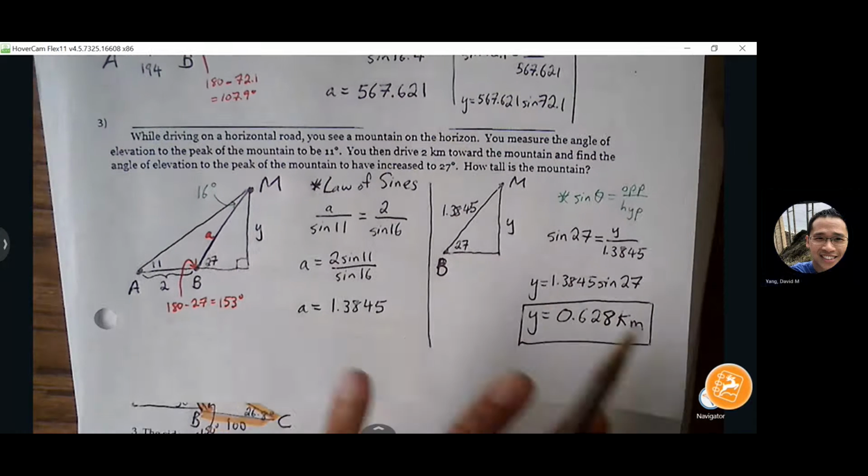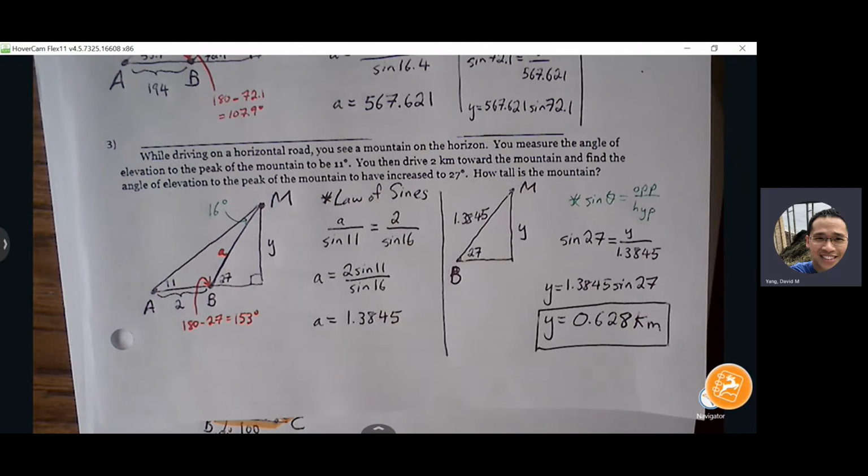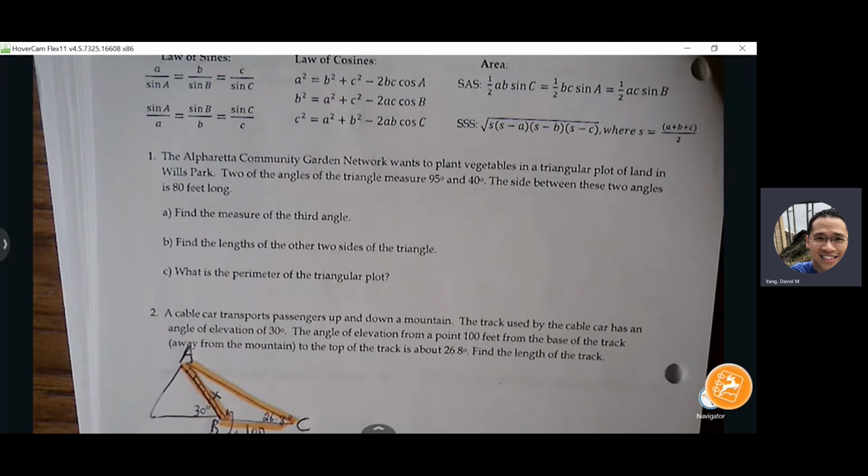Okay. Any questions with 3? Any other questions with 3? All right. Anybody still need to look at number 3? All right. Number 4.